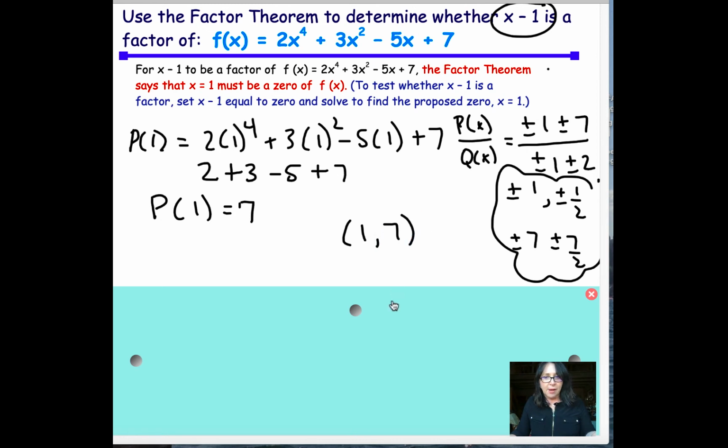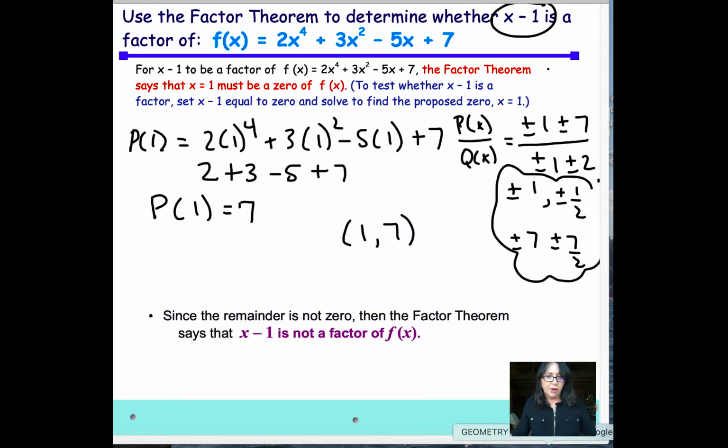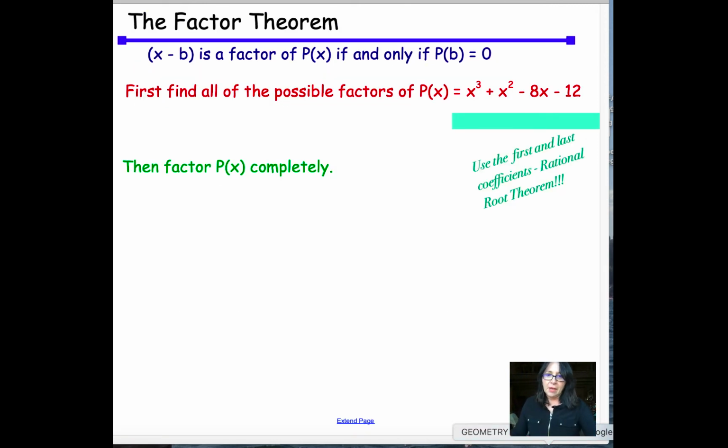And there is a point on my graph at 1, 7. So therefore, if it's not a 0, then it's not a factor. That's the factor theorem. That's all it says. Okay? Again, using the factor theorem to find the values.